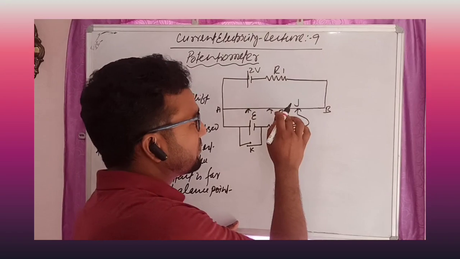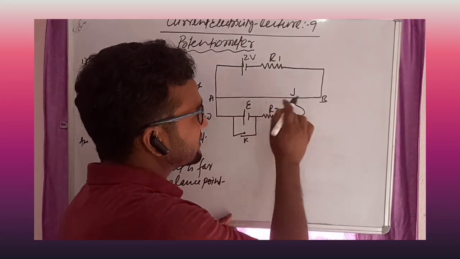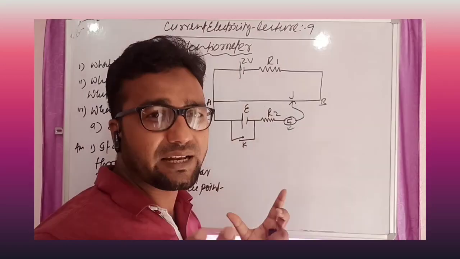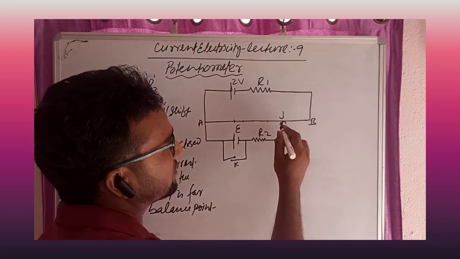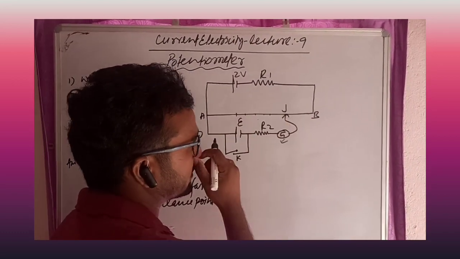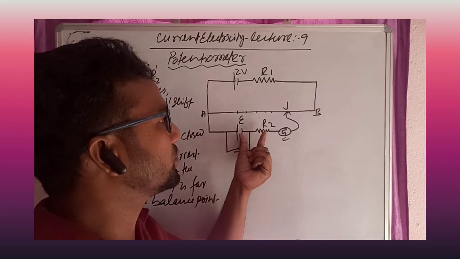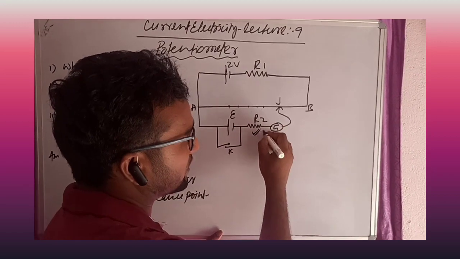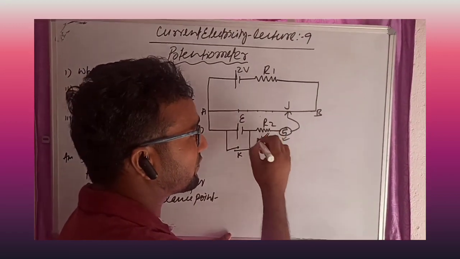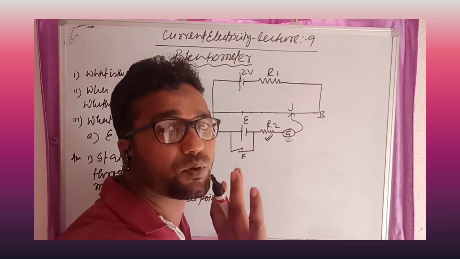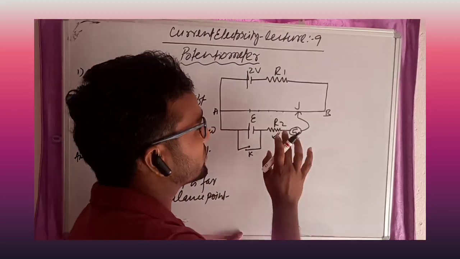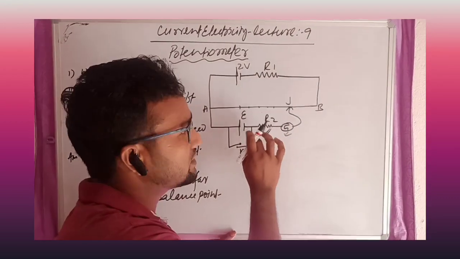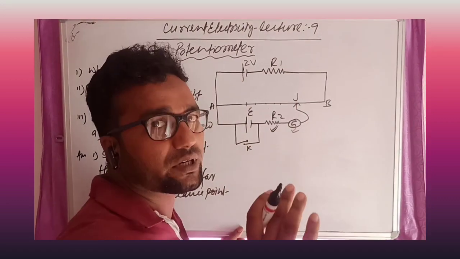Now why? In the second case, when we obtain the null point J or balancing point J, then there is no flow of current through it. If the question is, if we increase the value of this R2, then what will be the effect on the null point? Then there will be no effect on the null point, because there is no flow of current through this part of the circuit. This is the secondary part. So the null point will remain unchanged.